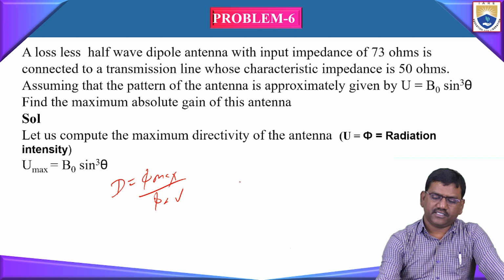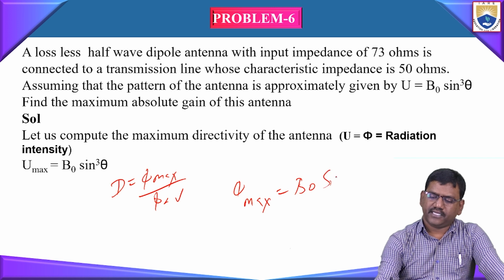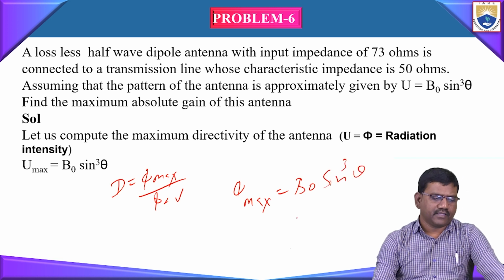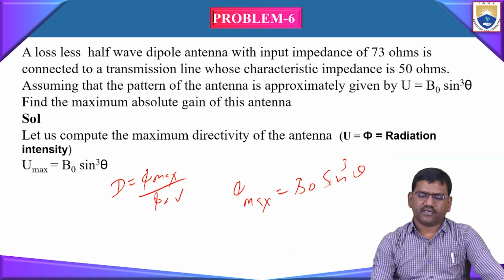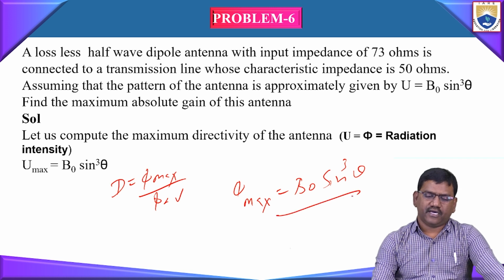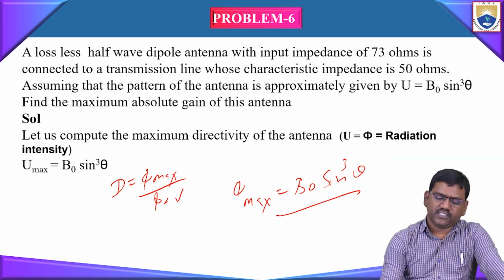So here phi max is given as B naught sine cubed theta. So we can write phi max as B naught sine cubed theta here. And we need to find out the value of phi AV. What is phi AV here?